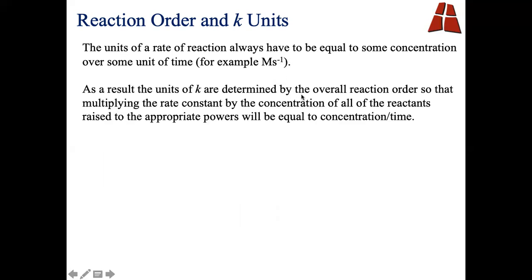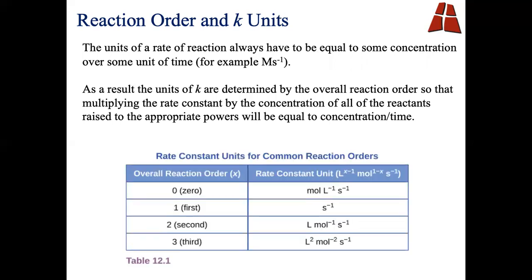Okay. And so the result of this is that the units of k are determined by our overall reaction order, so that multiplying our rate constant by the concentrations of our reactants raised to the appropriate powers will be equal to our concentration over time. And so, for example, this table comes from your textbook, where for a 0th order reaction, we don't have to consider the concentration of any of our species. Our units of k will just be moles per liter per second, which of course moles per liter would be another way to say molarity.